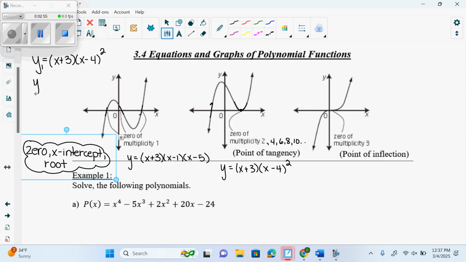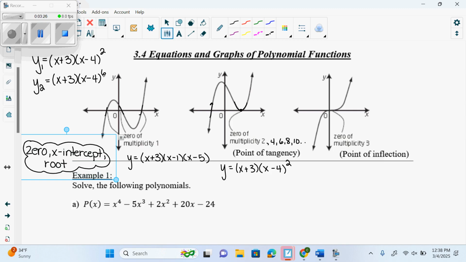In y2, I want you to put this. So x plus 3 stays the same, but instead of x minus 4 squared, I want you to put x minus 4 to the 6. X minus 4 to the 6. What happens? It's fat, as Marlon said. It's wider at that 4, correct?